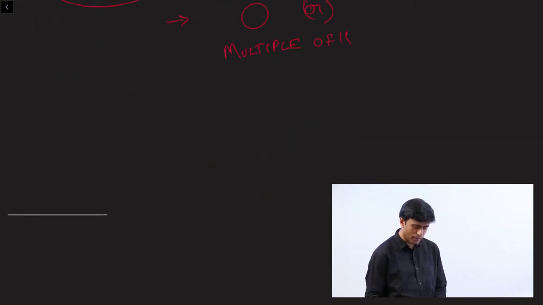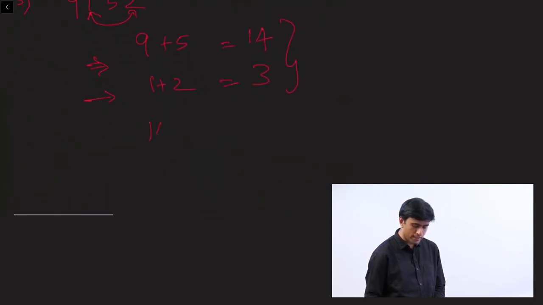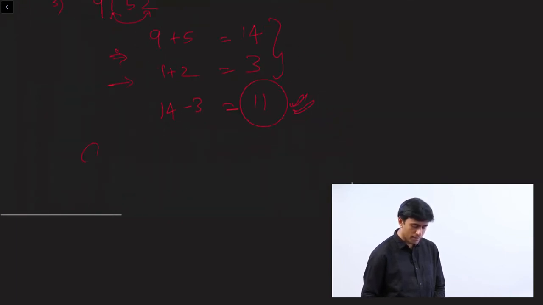Let's do another one, last one. 9152. Let's take the alternate digits. 1, 2, 9, 5. 9 plus 5 is 14. 1 plus 2 is 3. The difference, 14 minus 3, is 11. Since you got 11, the number 9152 passes the test and it is divisible by 11.